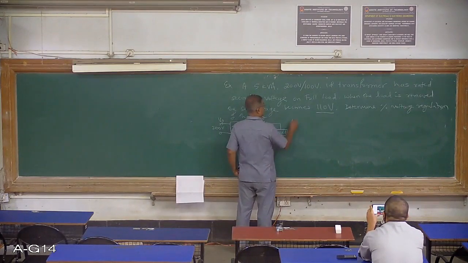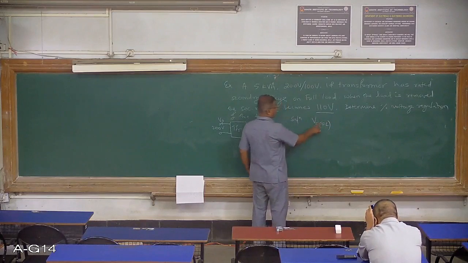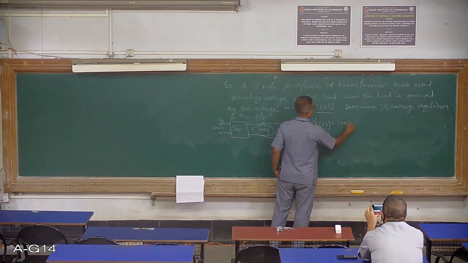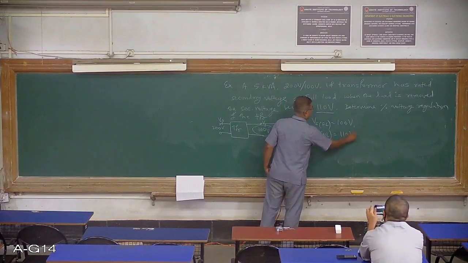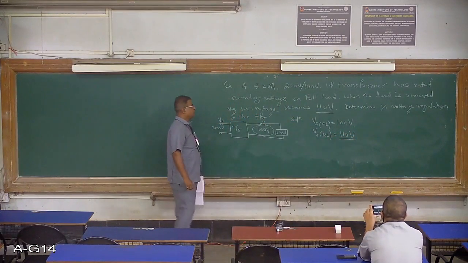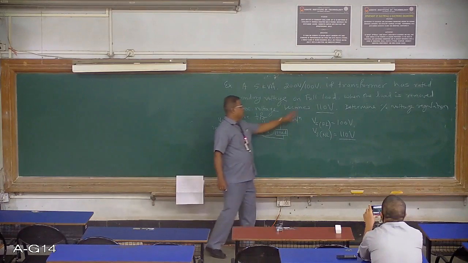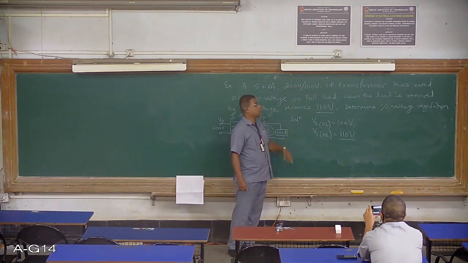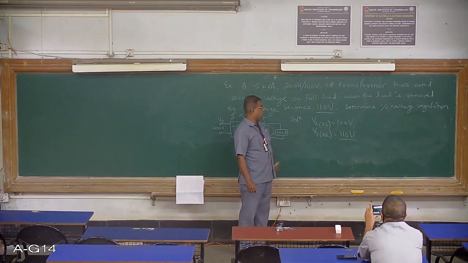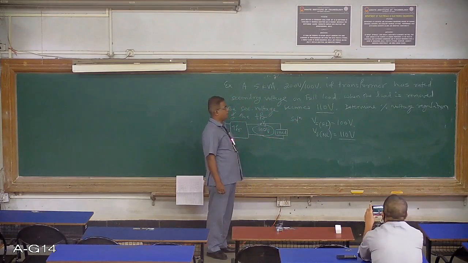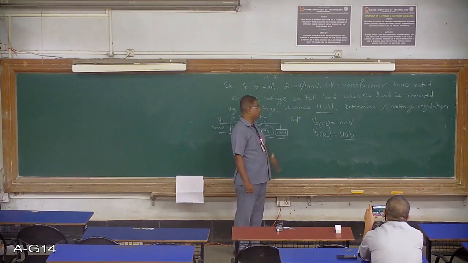From data, we have secondary voltage at full load is 100 volt. Secondary voltage at no load is 110 volt. One general aspect you need to remember: this 100 volt is the rated voltage. Primary voltage rated value is 200. Secondary voltage rated value is 100. So whenever we calculate the regulation, in the denominator of the formula, it is advisable to substitute the standard reference value.